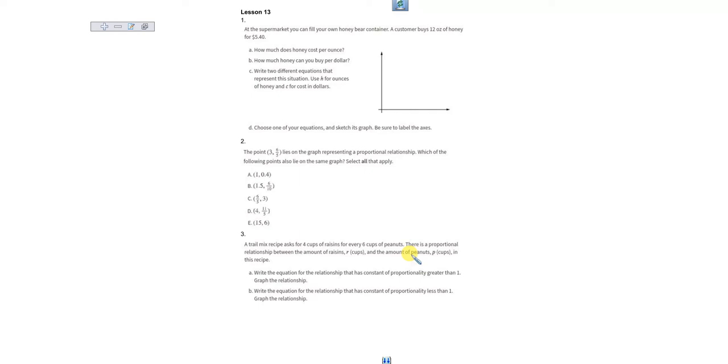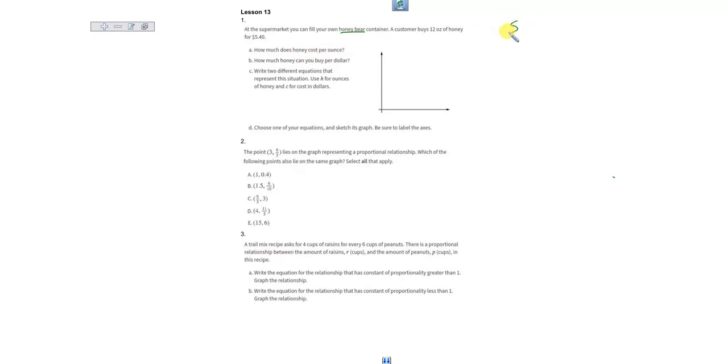Doing math homework, lesson 13, number 1. At the supermarket, you can fill your own honey bear container. I want a honey bear container. I want one. A customer buys 12 ounces of honey for $5.40. Well, way to go, bud. How much does honey cost per ounce?